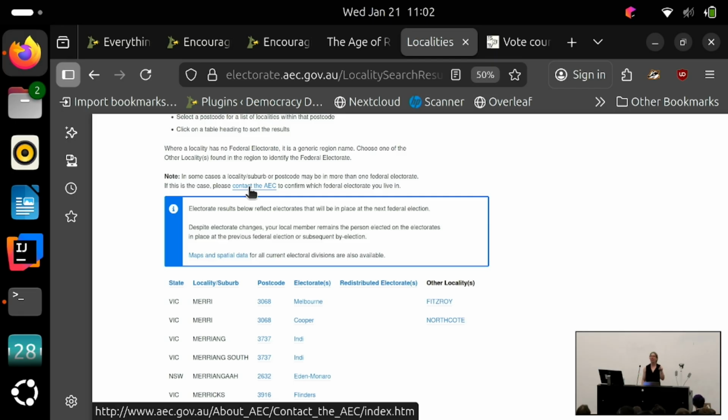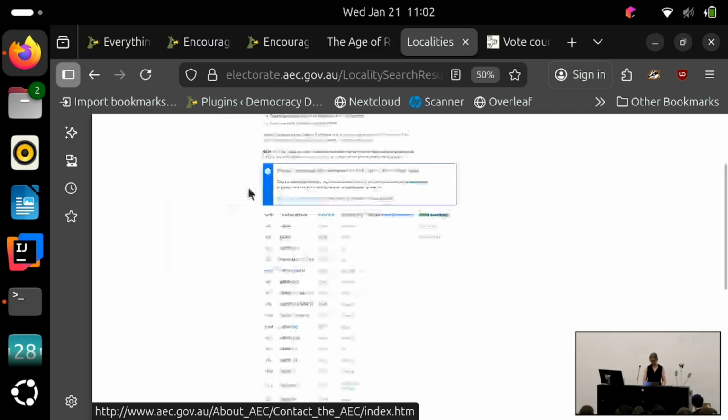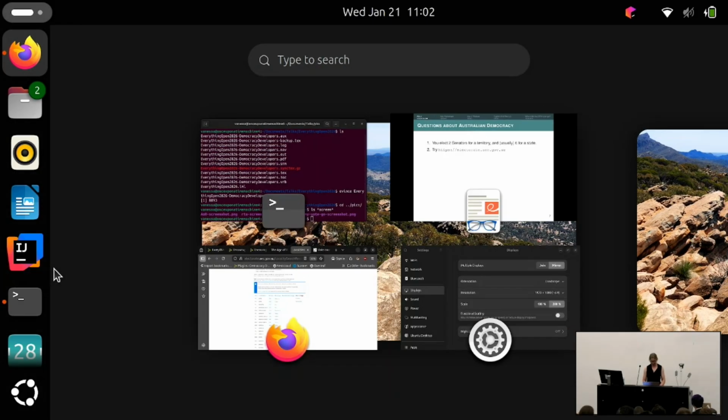Did anybody try to use the AEC site and get that response for your electorate? Oh, that's a bit sad. To be fair, there aren't very many in that category, but there are a few. All right, so somebody ought to do a better job of that.